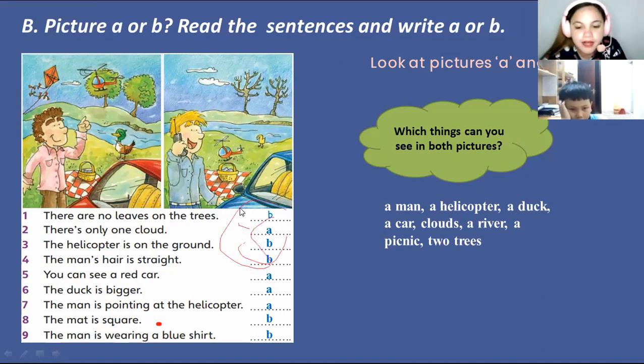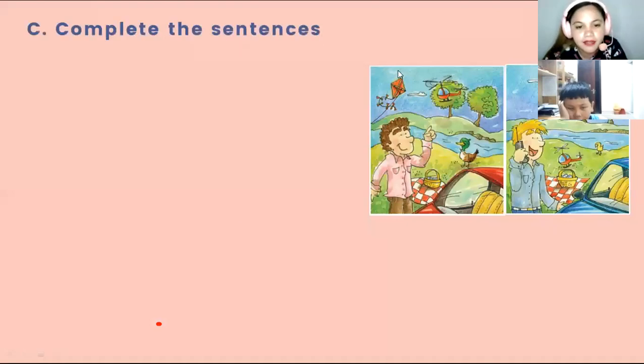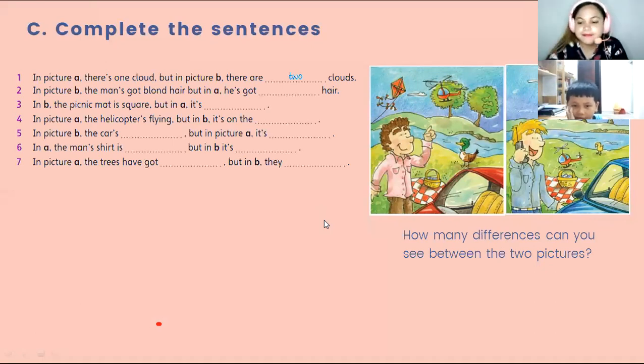Okay, let's move on to the next activity. So complete, what is it, Doug? Can you read it, please? Complete the sentences. All right, complete the sentences. How many differences can you see between the two? Yes, so now we're going to talk about the differences between the two pictures. Okay, example, in picture A, there's one cloud. But in picture B, there are two clouds. Okay, so start reading number two, Doug.